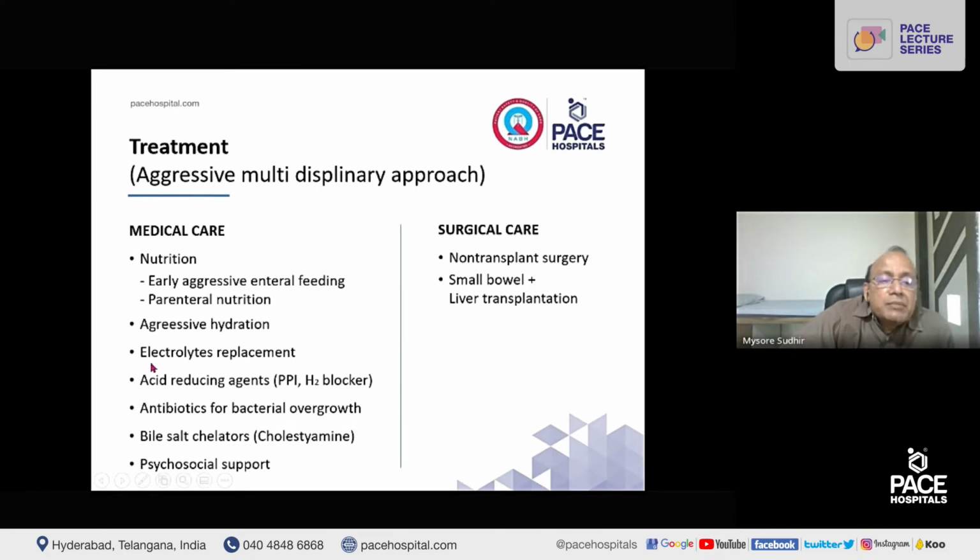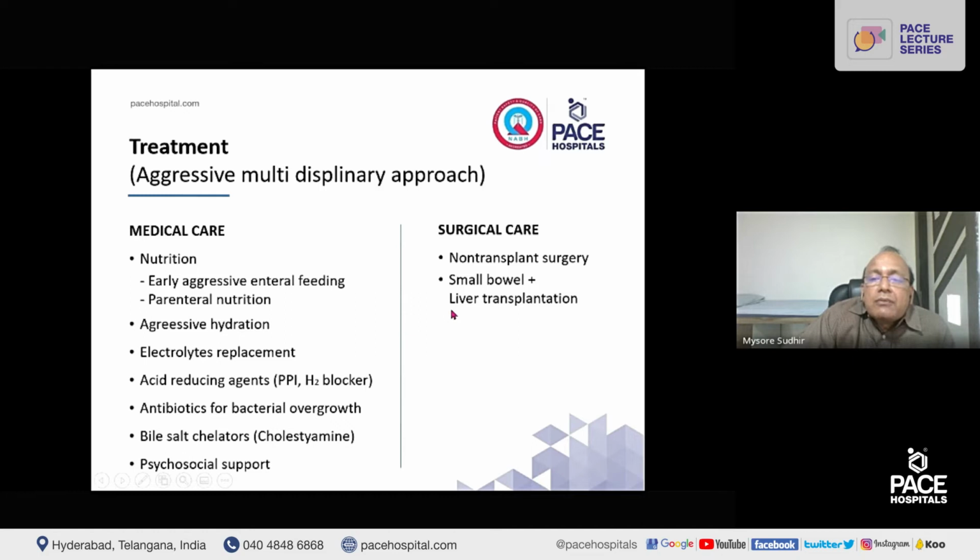We need electrolyte replacement. We need acid reducing agents, PPI and H2 blockers. Antibiotics for bacterial overgrowth, not only for infection but for the unnecessary bacteria present in the gut also, the bacterial overgrowth. And sometimes, because the bile salts are more, we need chelators, and of course psychosocial support is very important. We have to explain to the patient what the condition is, why it takes a long time. It's not an immediate effect. So both the nutrition part as well as the psychological part, this support is very important.